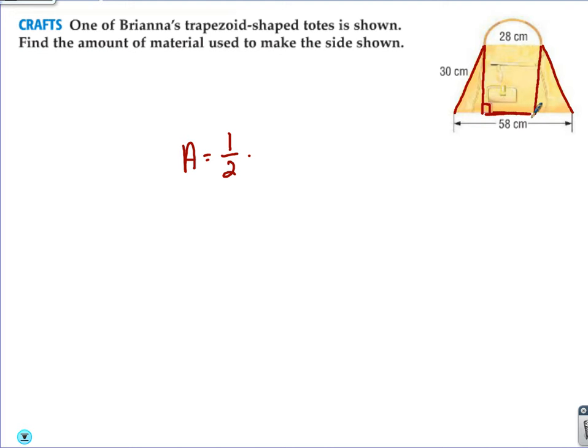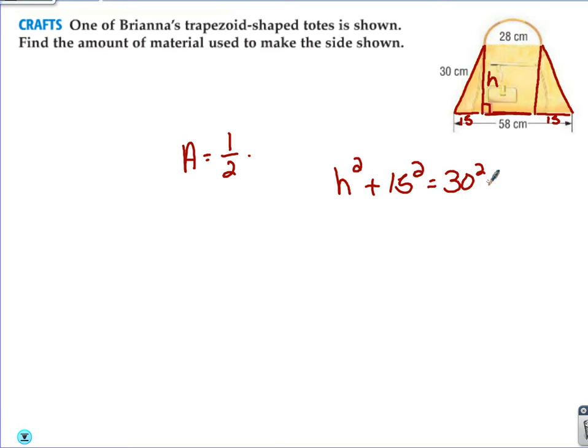28 is the distance from here to here. 58 is the distance all the way across. If you subtract those two numbers, it leaves you with 30. So that means 15 here and 15 here. Now you've got Pythagorean theorem to actually find the height of this purse. Everybody see how I did that? The only reason I can do that is because you have that symmetry going on. Here's your height. A squared plus B squared equals C squared.